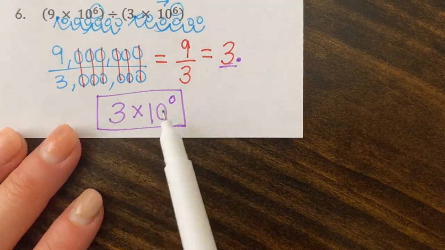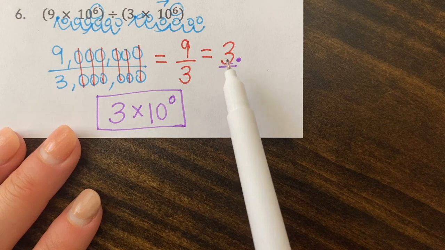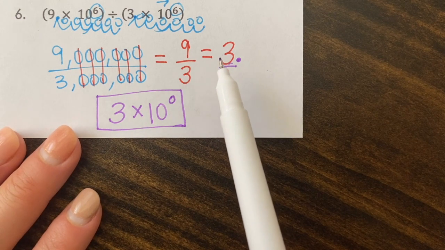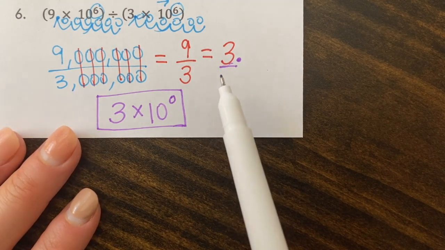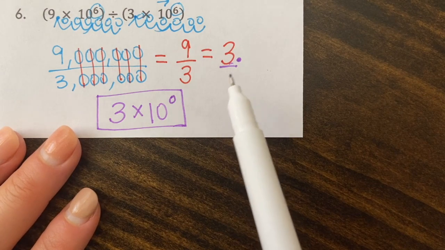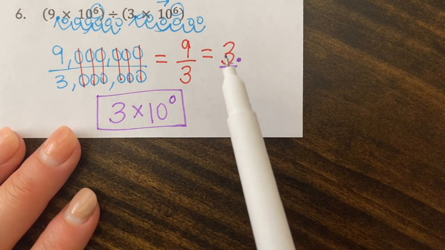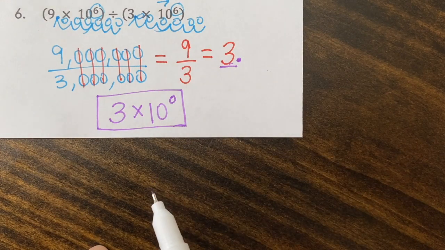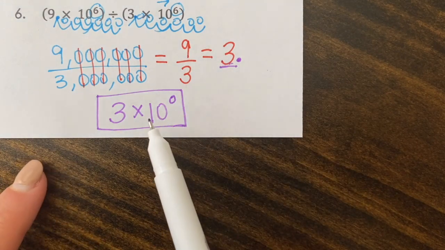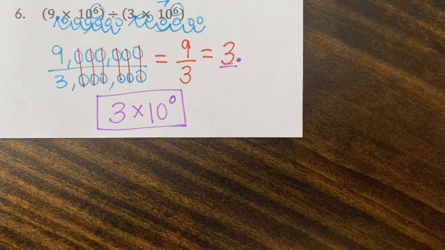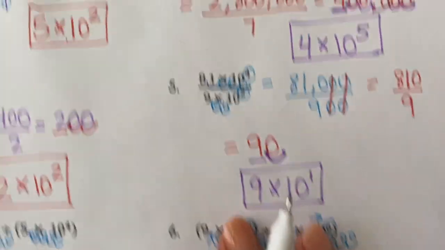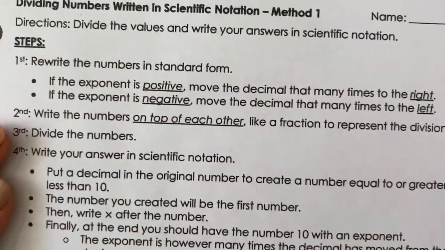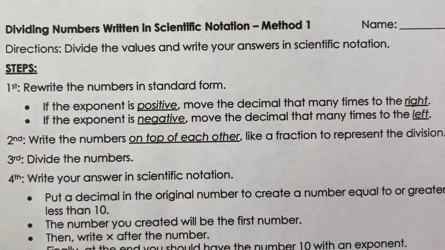And the reason that this looks a little funny is because scientific notation was not made for the number 3. It was made for numbers like 3 million, 3 billion, 0.000000003, really, really, really big numbers and really, really, really small numbers. However, you can write every single number in scientific notation. So hopefully you guys now understand how to divide numbers written in scientific notation.